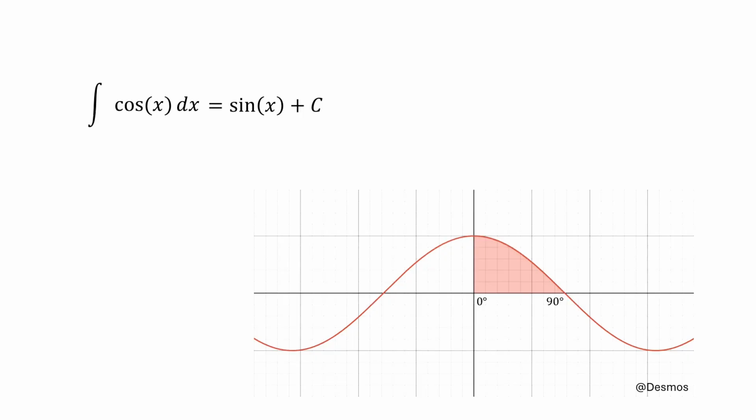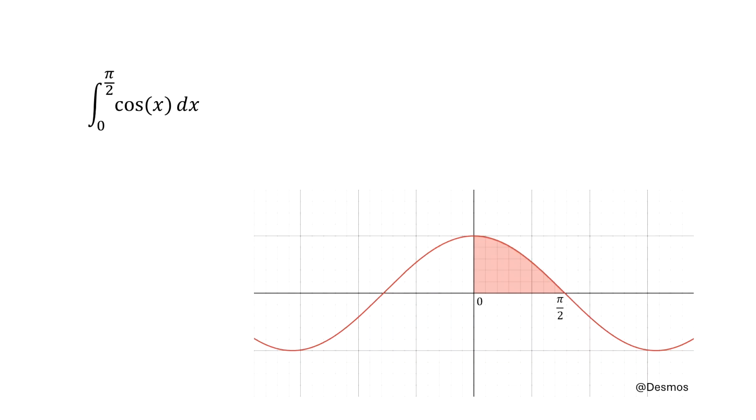To do that, we calculate the definite integral between those two values, or more precisely, between 0 and pi over 2 radians, since trigonometric integrals are always done in radians. To solve it, we subtract the values of the antiderivative at the limits. The constant c disappears in definite integrals, so the result is just 1.